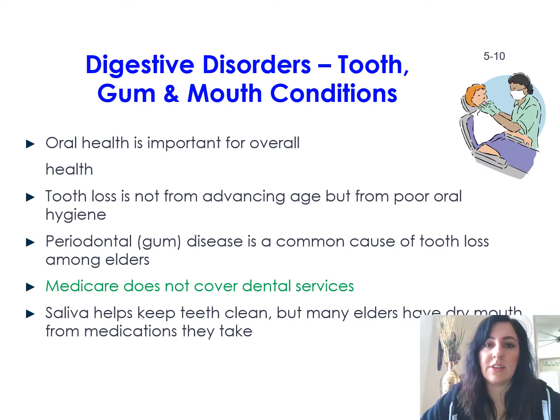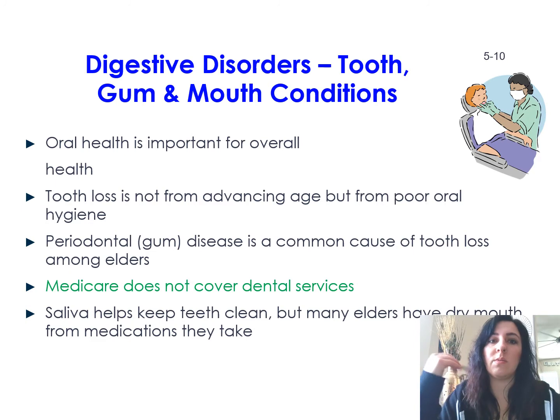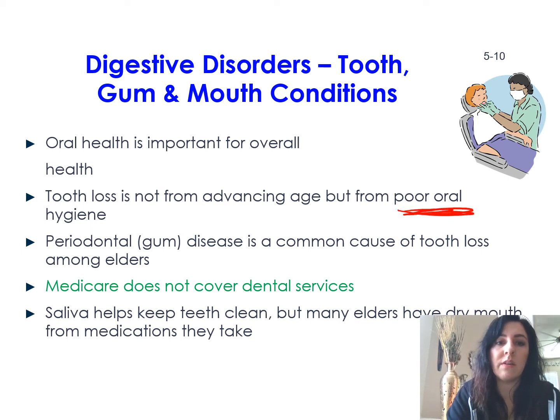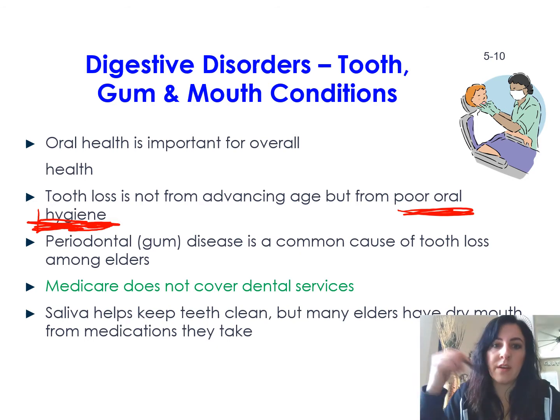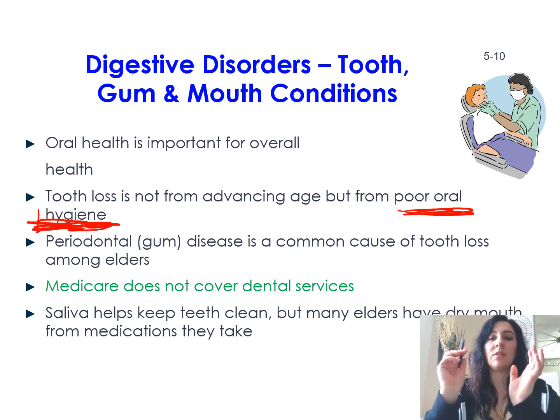So now we're looking at digestive disorders. So a lot of these will be tooth and gum and mouth conditions. Okay, so oral health is super important for everybody for just overall health. Okay, tooth loss is not from advancing age, but from poor oral hygiene. Okay, it's not just something that happens when you get old, it's because of years and years of not really taking care of your mouth. Okay, periodontal disease or gum disease is a common cause of tooth loss among older adults.